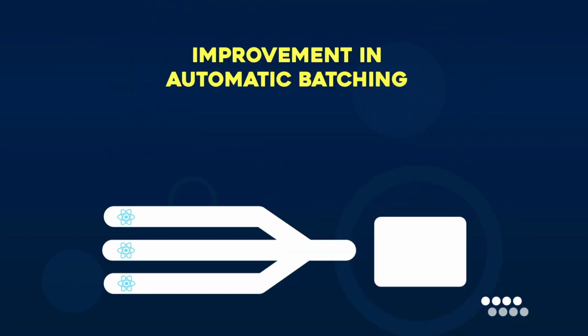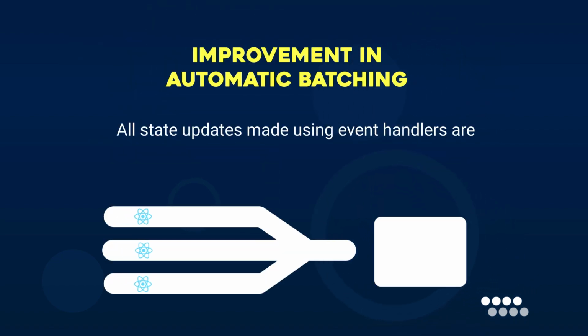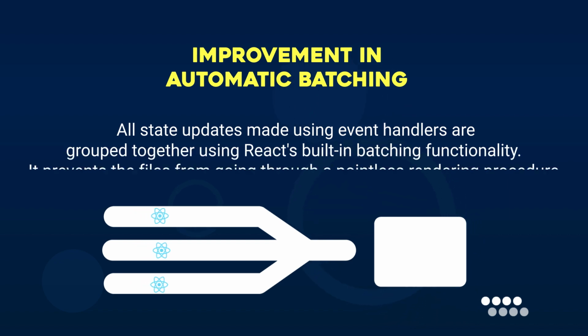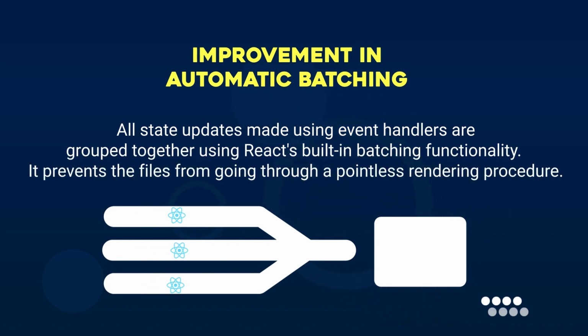Now, let's discuss the first feature, improvement in automatic batching. All state updates made using event handlers are grouped together using React's built-in batching functionality. It prevents the components from going through a pointless rendering procedure.